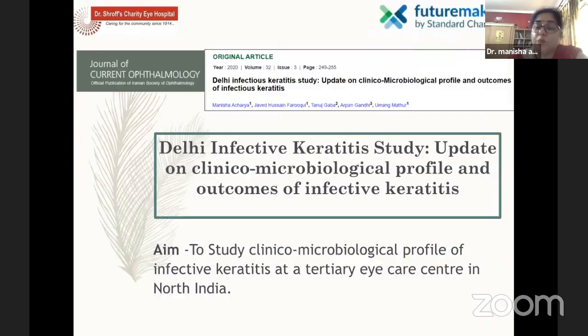So, what is actually the clinical microbiological profile, and how do we assess the outcomes of keratitis? We did this study, we call it the Delhi Infective Keratitis Study, with an aim to study the clinical microbiological profile of infective keratitis at a tertiary eye care center in North India.